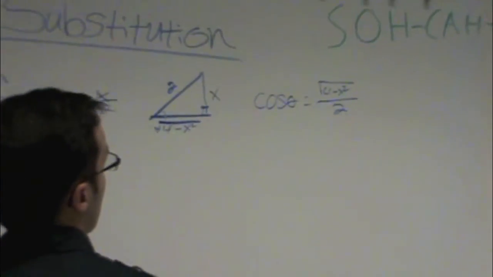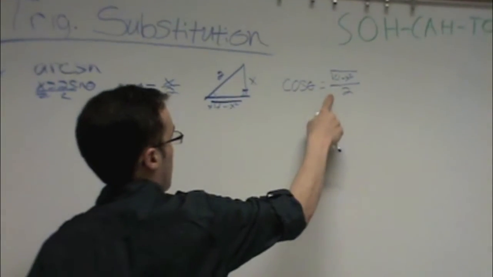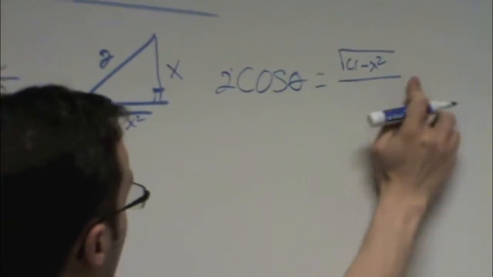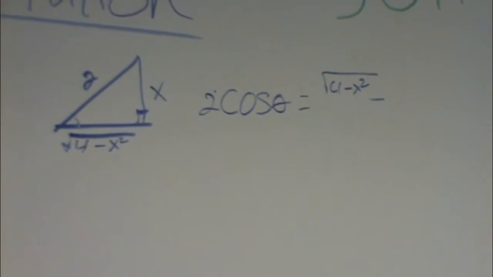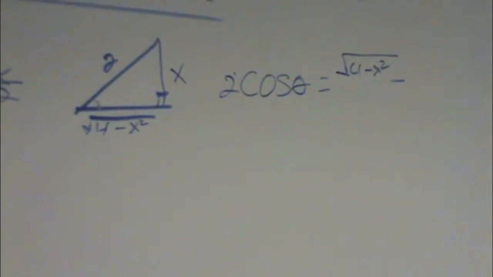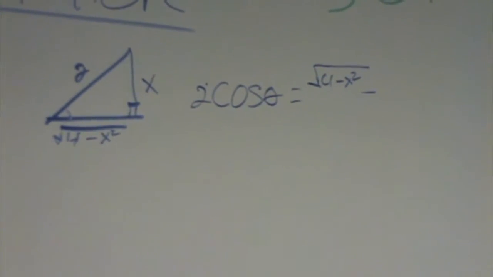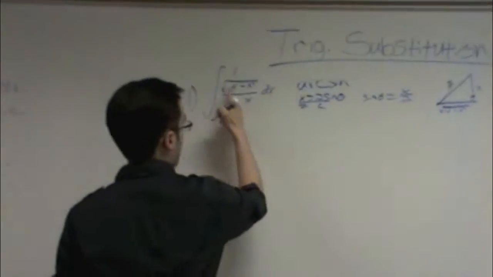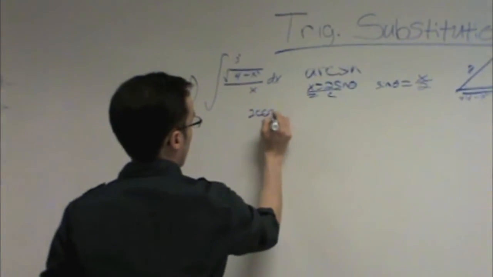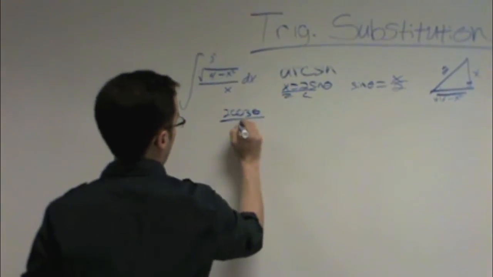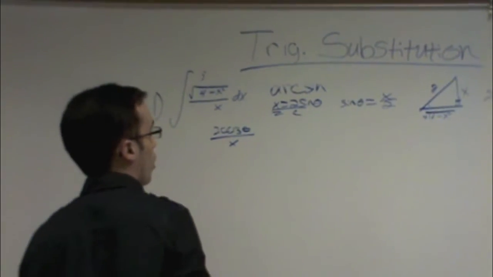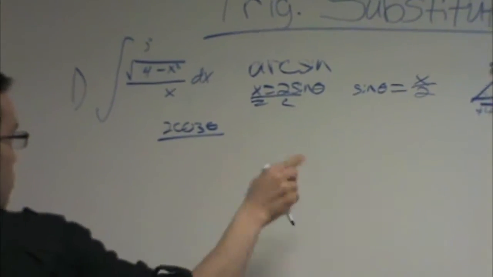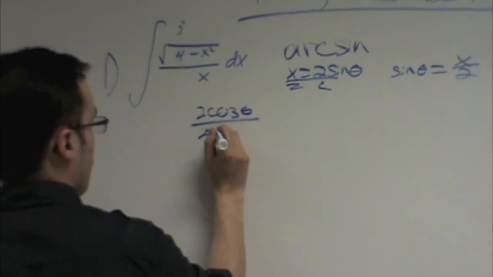Now we have to get the square root of 4 minus x squared all by itself, and we do this by multiplying by 2. So now we have the square root of 4 minus x squared equals 2 cosine theta. We're going to take that value and put it back into our original integral. So instead of this being on top, we have 2 cosine theta over x. Well, if we wrote x equals 2 sine theta, we can switch that out for the x right here.